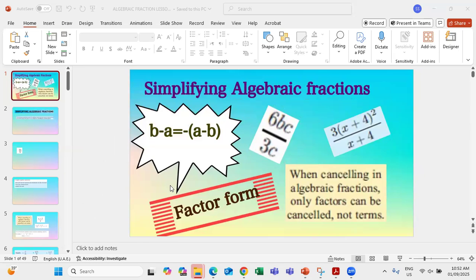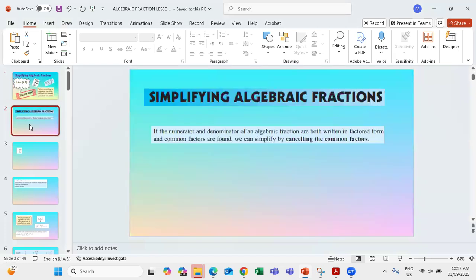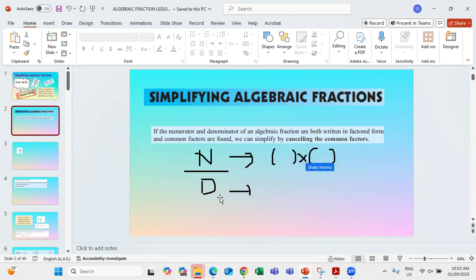In this particular lesson, we are going to focus on simplifying algebraic fractions. When we have to simplify an algebraic fraction, we have a numerator and a denominator. We have to write both of them in factored form. Factored form means in multiplication form. It can be 2 brackets, 3 brackets, or one number multiplied by a variable and so on. Then we cancel the common factors and we simplify the result.